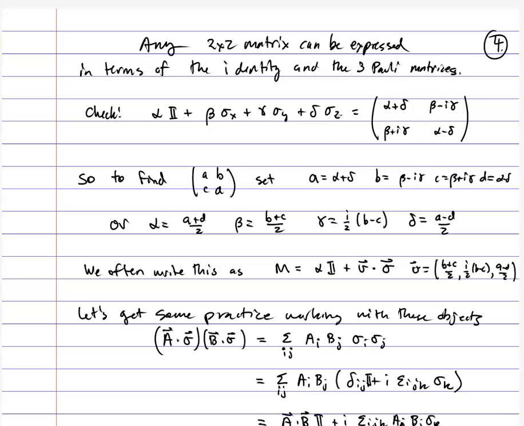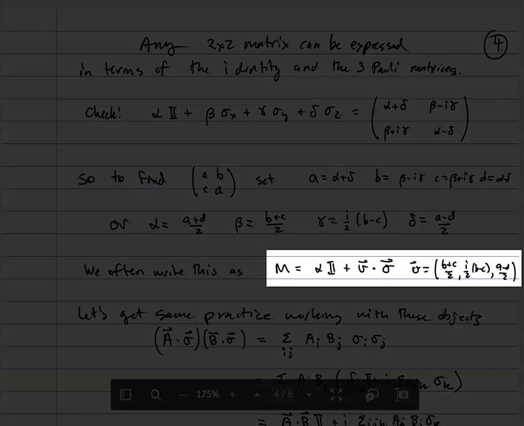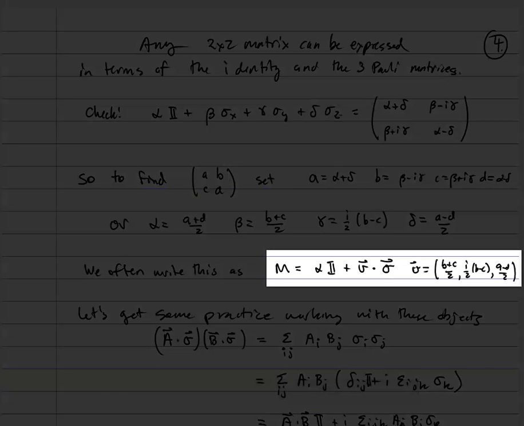Any 2x2 matrix with arbitrary complex coefficients can be expressed in terms of a sum of the identity matrix and any of the Pauli matrices. And that tells you that this is a completeness relationship for 2x2 matrices in terms of the identity matrix and the Pauli matrices. So we often write this in a vector notation. It's just a compact notation where beta sigma_x plus gamma sigma_y plus delta sigma_z is written as v dot sigma, where v would be the vector beta, gamma, delta.